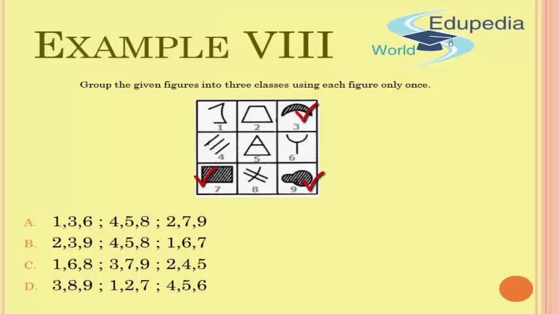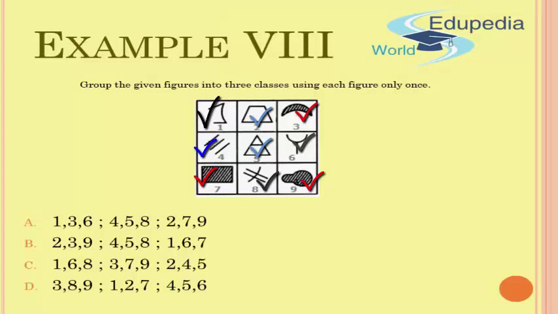Okay, so if I take figures 1, 6 and 8, I see that all three of them have a curved line. Okay, there's a curved line. So they will be one group. 3, 7 and 9 is one group. 1, 6 and 8 is one group. And 2, 4 and 5 is the third group, because they all have straight lines.